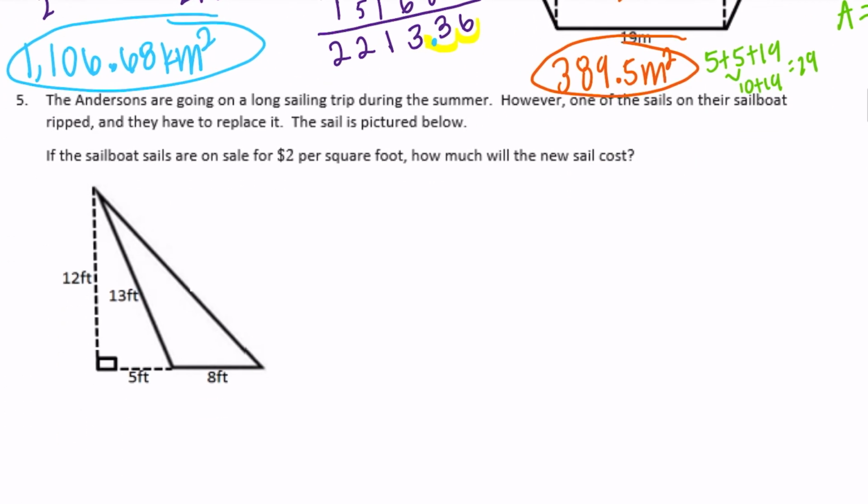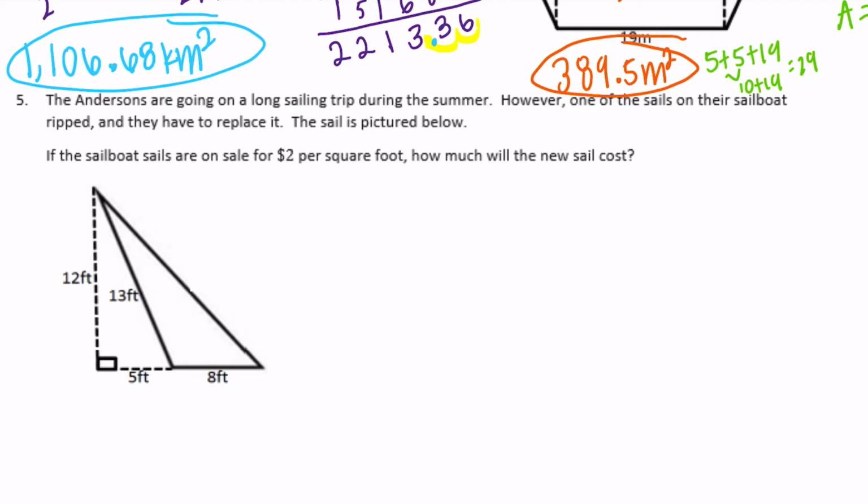Number 5. The Andersons are going on a long sailing trip during summer. However, one of the sails on their sailboat ripped and they have to replace it. The sail is pictured below. If the sailboat sails are on sale for $2 per square foot, how much will the new sail cost?